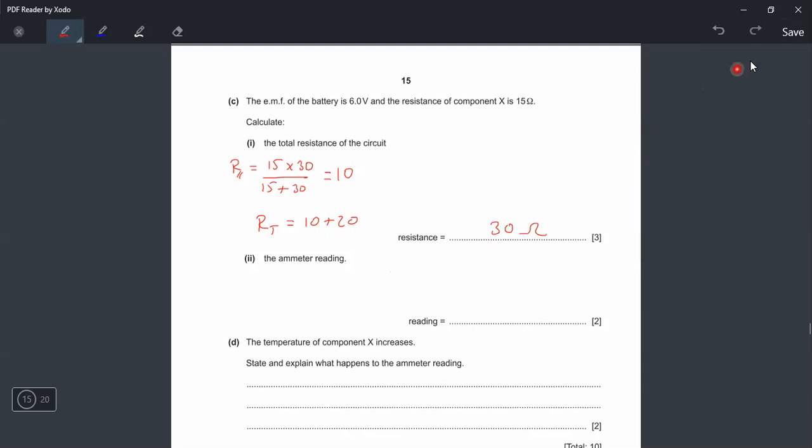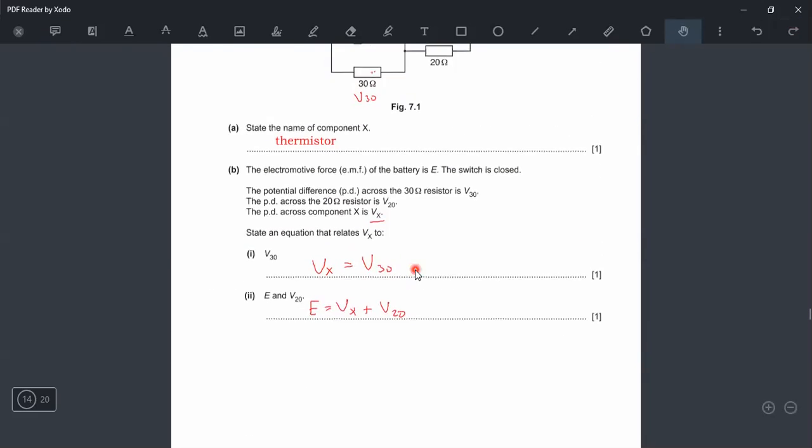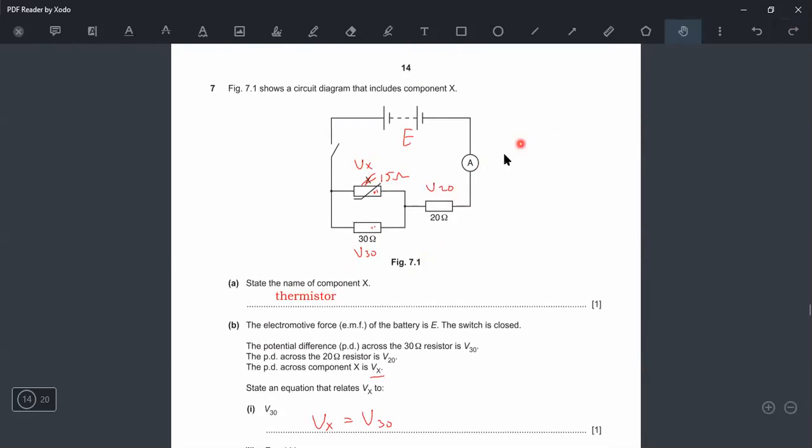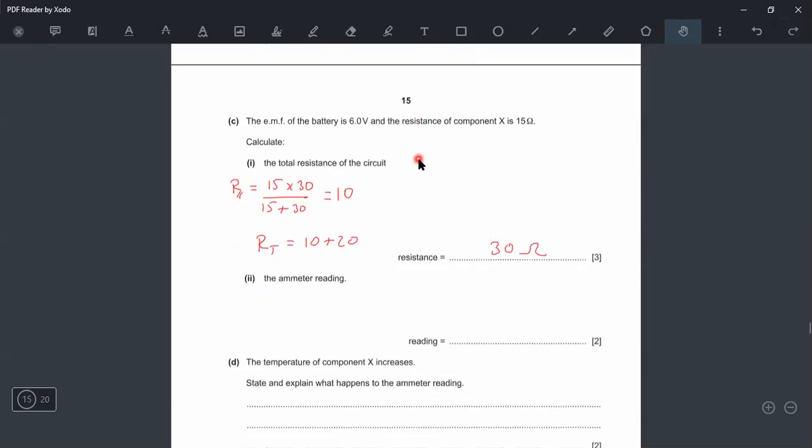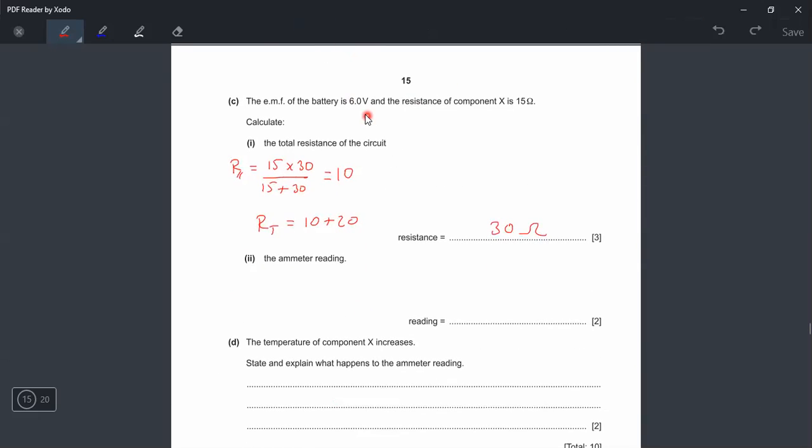Fabulous. The ammeter reading. Is the ammeter reading anything specific? Yeah, the total current. So I equals V over R, with the total voltage being 6 volts and the total resistance being 30. So 6 over 30 gives you 0.2 ampere.